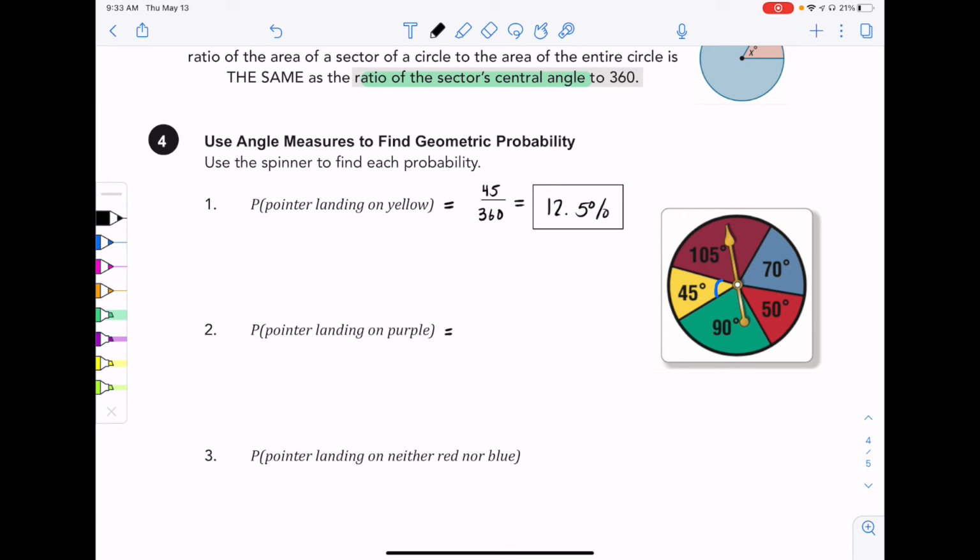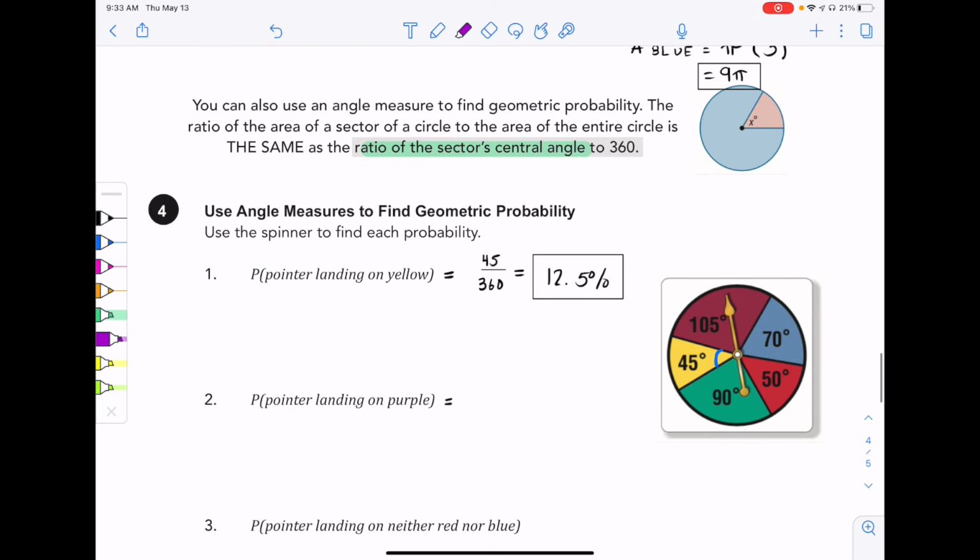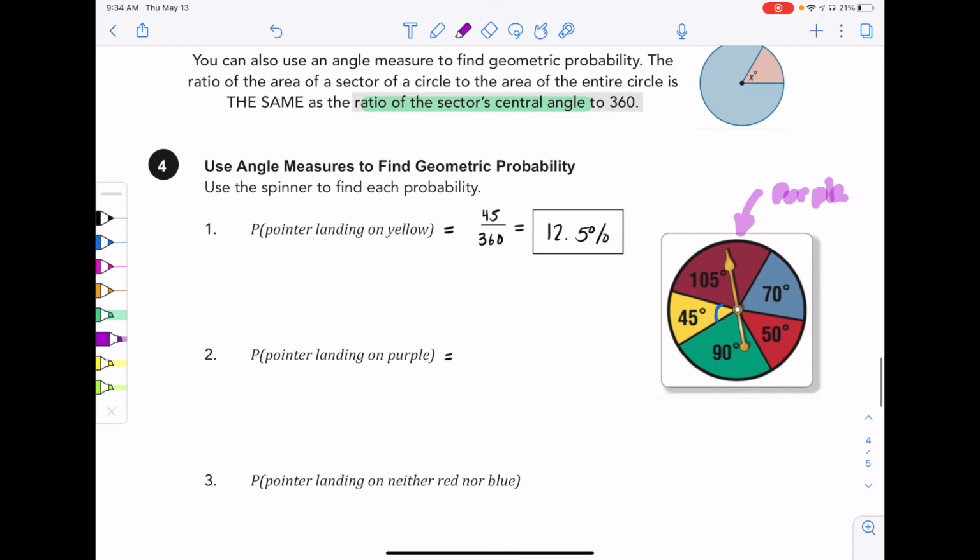All right, the second problem says the pointer landing on purple. I know this is like a terrible color. It was better on my computer originally, but this right here is the purple section. This one. Oh, you can't see that. It's the 105. So 105 is the central angle of the purple section divided by 360 is going to give you about 0.29. So we're going to say it's a 29% chance of landing in the purple region.